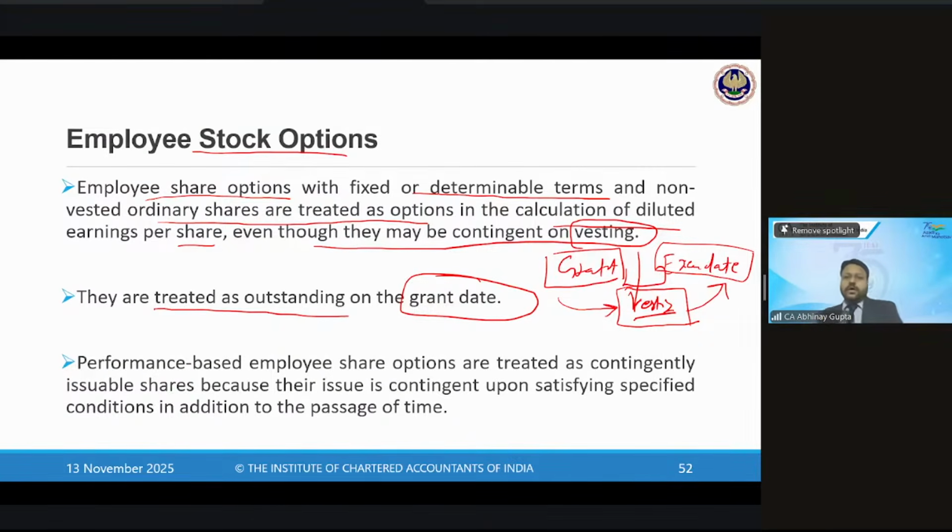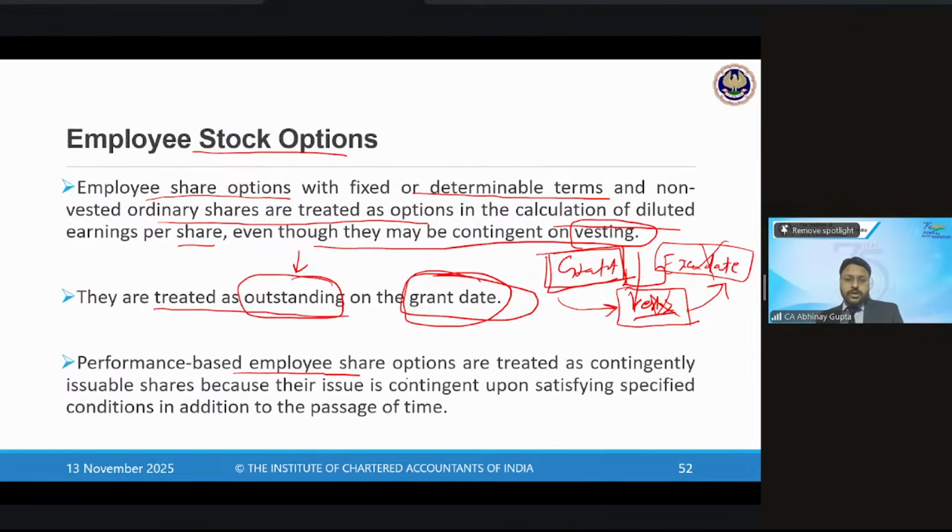Now, we are not worried about the exercise date or the vesting date, right? Because Ind AS 33 says that these options are considered outstanding on the grant date, right? So on the date when the plan was offered to the employees and employees understood the plan and both the company and the employees have agreed upon or have a shared understanding. So on that very date, these shares are treated as outstanding for the purpose of calculation of diluted earning per share.